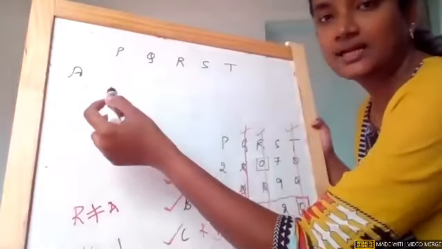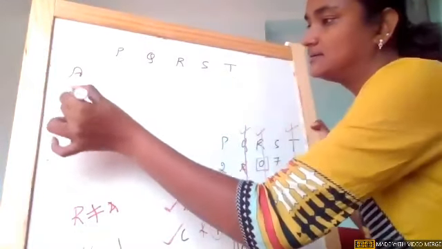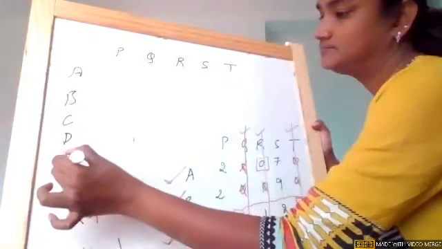Vasundhara, quickly take attendance. There are 43 girls. Okay, ma'am.